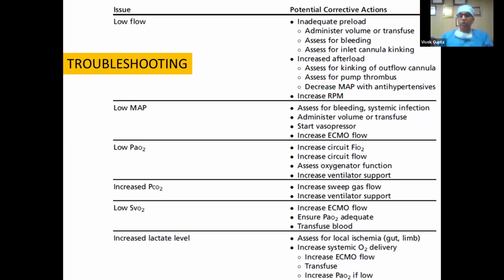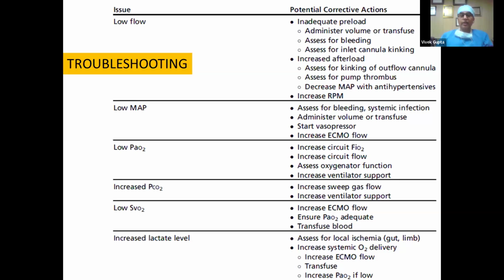If there is an increased PCO2, we have to increase the sweep gas flow, or we have to increase our ventilatory settings, ventilator rate, and tidal volume. Low SCVO2 means you have to increase the ECMO flow. We have to ensure that adequate PaO2 is maintained, and if needed, you may transfuse the blood.